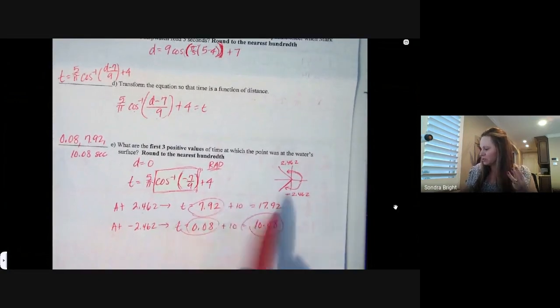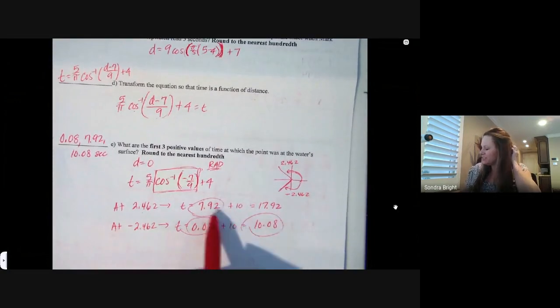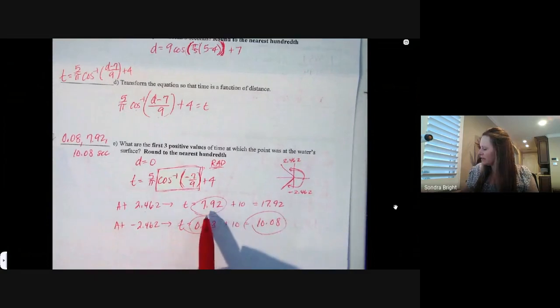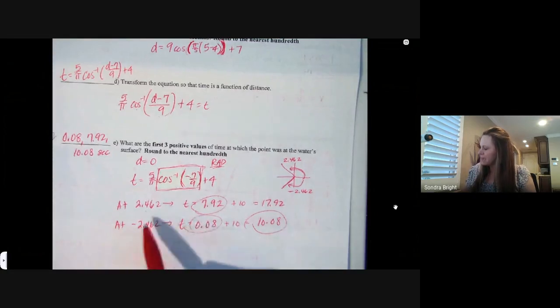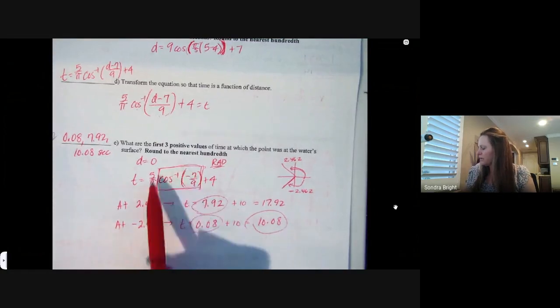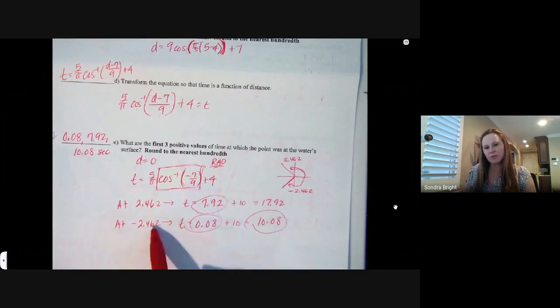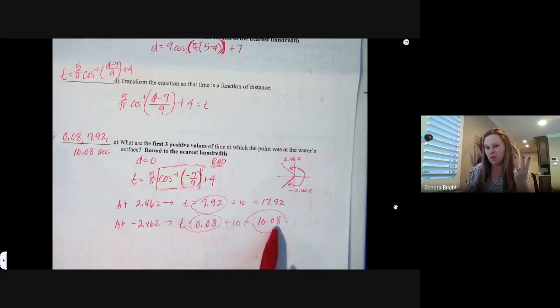Usually at the first 3, though, well, I shouldn't say usually. It depends on the problem. Depends on if we got a negative value here. But anyway, plugging this guy into here, you go 5 over pi times negative 2.462, and then plus 4, you should get 0.08. Adding the period to that, you get 10.08. The first three, the smallest positive values. There you go. I made it worth 2 points in case you got one of them but didn't get the other two.